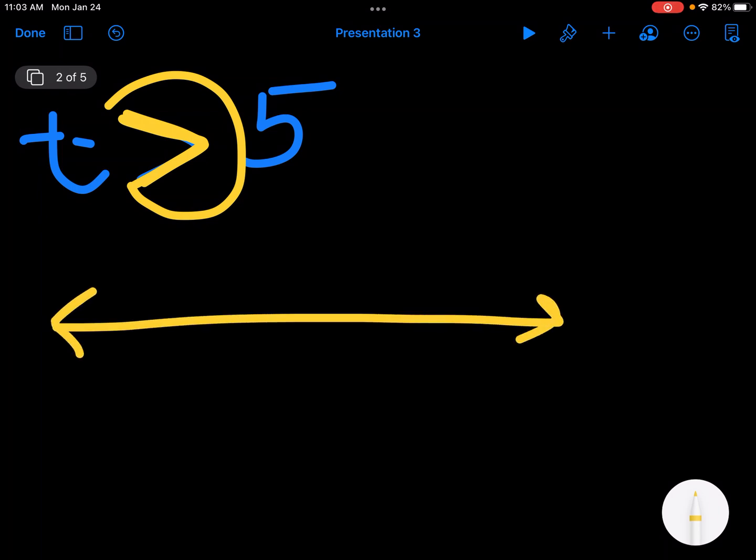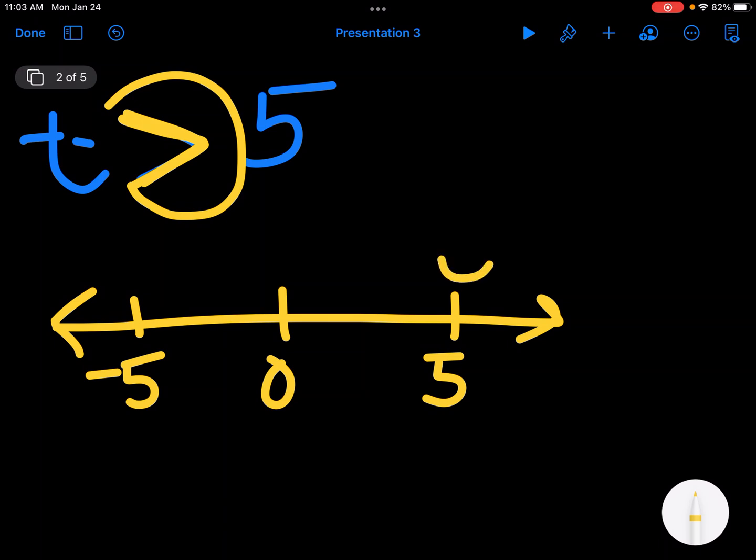So I have, let's say, -5, 0, 5. Okay, so t is greater than 5. That means it can't be 5, so I've got to have an open circle. And it's going to be all the things greater than 5.